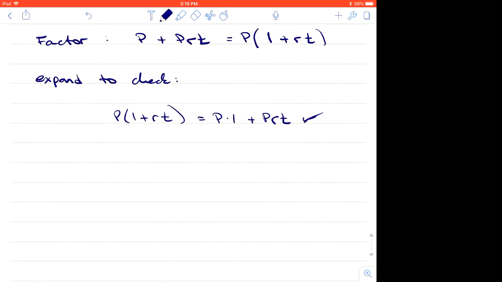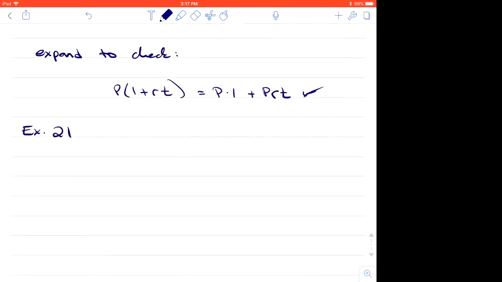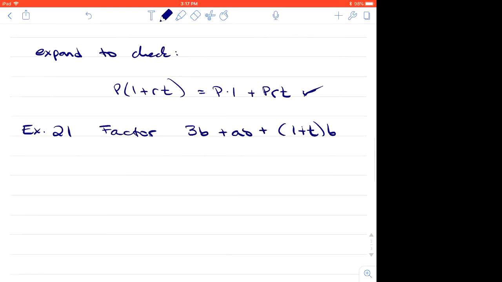Okay. Any questions so far? Okay. So let's do a little example 21. What if I ask you to factor 3b plus ab plus 1 plus t times b? We scan this and we see that there's really only one common multiple here, and it's going to be the b. So we factor out the b as it is the only common multiple.